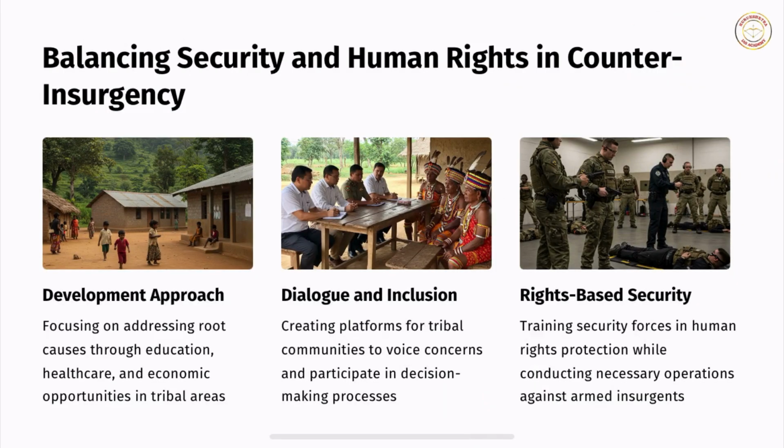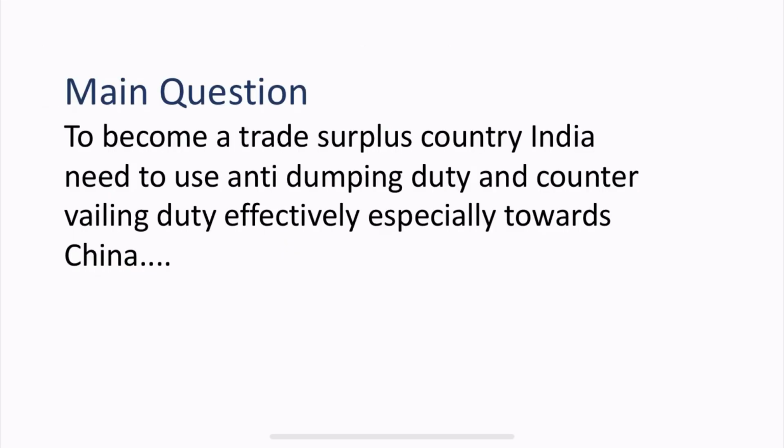Development should be there, and rights-based security should also be provided. Try to answer this question: to become a trade surplus country, India needs to use anti-dumping duty and countervailing duty effectively, especially towards China.